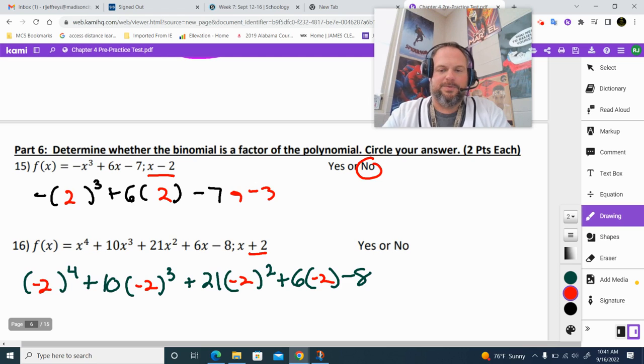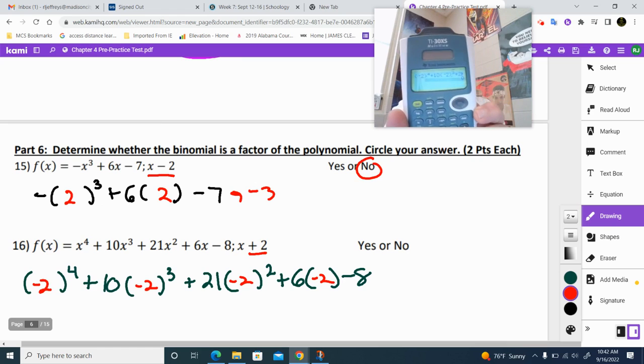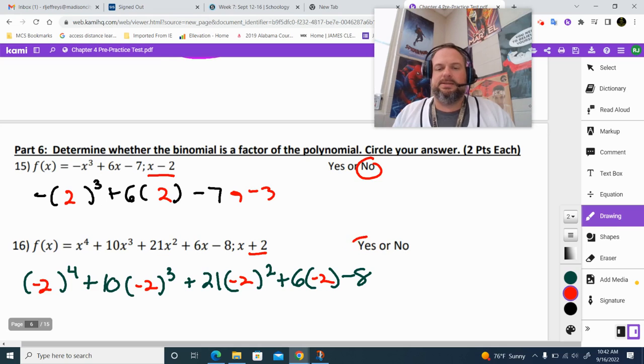All right. To the fourth plus 10 to negative 2 to the third plus 21 negative 2 squared plus 6 negative 2 minus 8. All right, typed it all in. I actually get 0. So this is a yes.